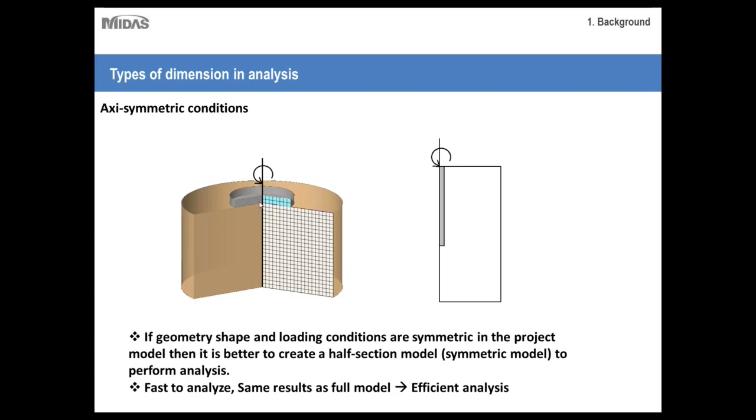So this is a tunnel, or I believe a pile in soil. If you have a single pile project, which is fully symmetric in the rotational direction, you can create a model similar to this and then extrude your results rotationally. So that's another method that could save you a lot of time in the long run.